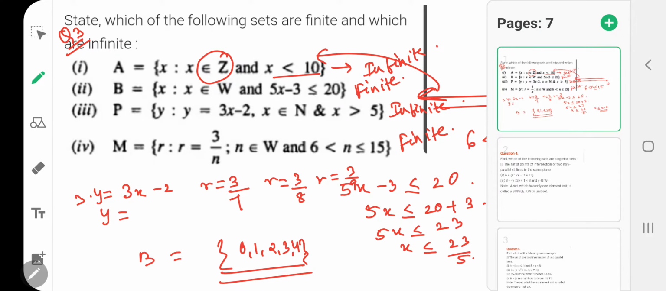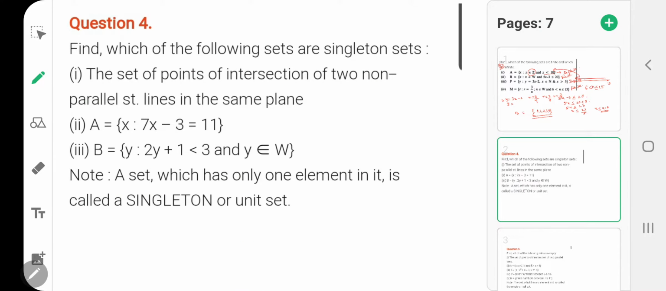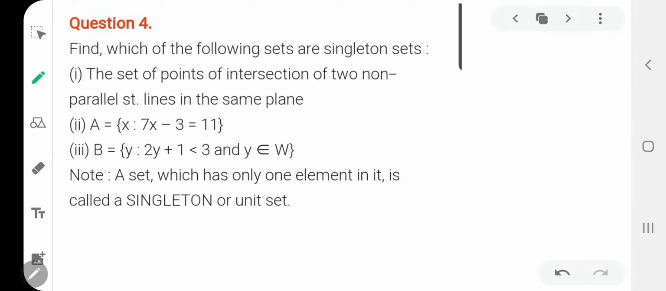Got my point clear? Let's see our next question. Our next question says find which of the following sets are singleton. Singleton means you should have at least one element in your set. Let's see. Your first is the point of intersection of two non-parallel lines. Somewhere the non-parallel lines will intersect and their intersection point will be only one. So this will be called a singleton set.